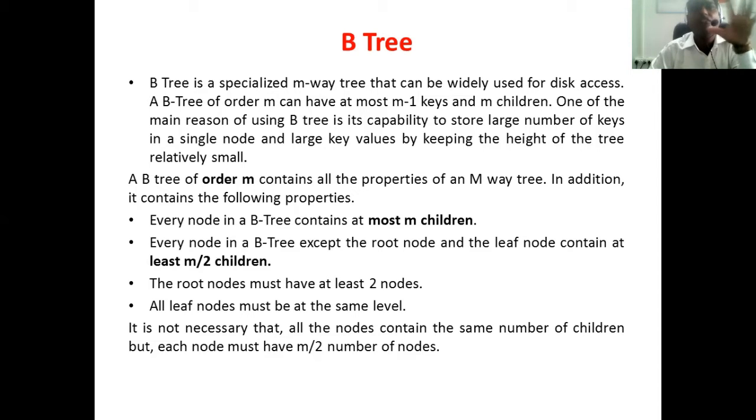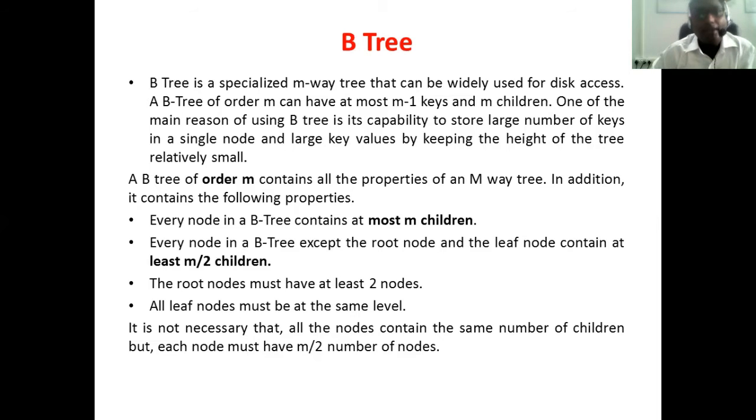Maximum 5 children can be there. But one particular node contains M minus 1 key values. That is, one particular node contains the M minus 1 key values, and one particular node contains the M children. So M is nothing but the order of the tree.